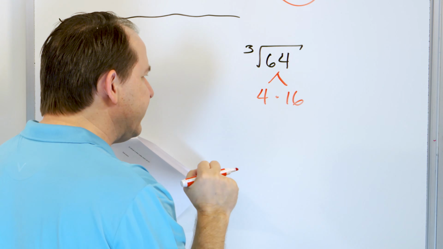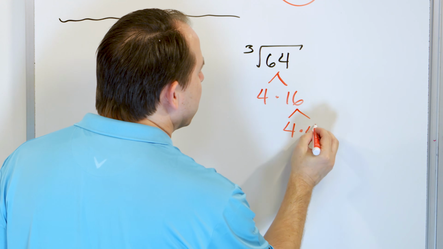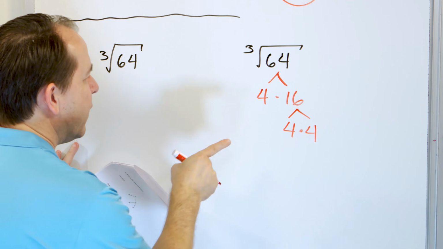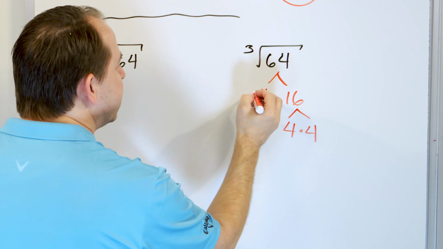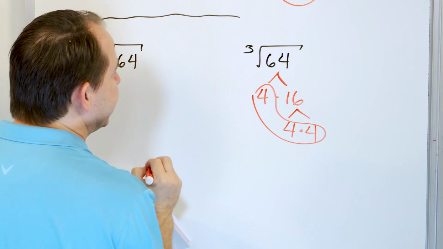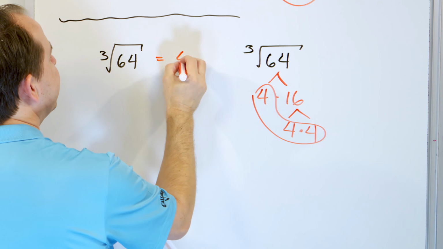So there's a couple things you can do. You can go down to 16 here and say, well, this can be written as 4 times 4. And you could stop right there because now I have a triplet. I could circle them like this. And I have a triplet, and the 4 only counts 1 time, and so the answer is 4.